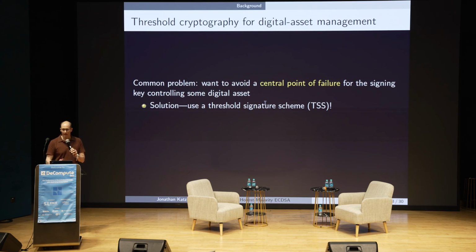So let me first, okay, we all know threshold cryptography is useful for digital asset management. And the core problem that threshold cryptography is coming to address is basically avoiding the central point of failure for the signing key that controls some digital asset. And so to remove that central point of failure, the natural thing to do is to try to use a threshold signature scheme to distribute the key across multiple parties that will store the key, multiple parties that will collaborate in order to sign a message using that key.